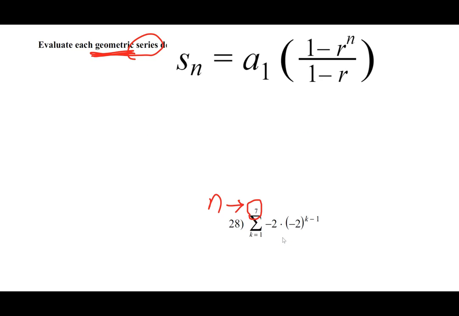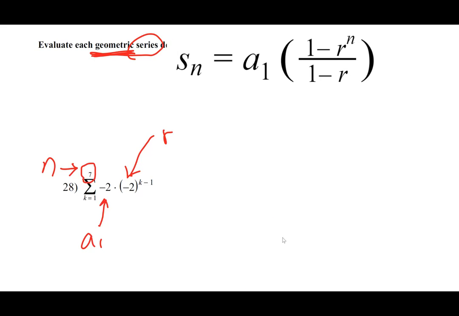Let me just talk about number 28. For 28, n is 7. That's the same as the other one. You could plug in n equals 1 to get a sub 1, but you can see what a sub 1 is. And then for the r, you could find a sub 1, a sub 2, and then figure out what times what gives you that. That's your r, but I can see it. Those are the three numbers that you need for the formula.